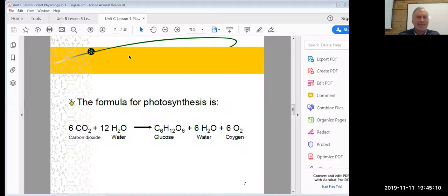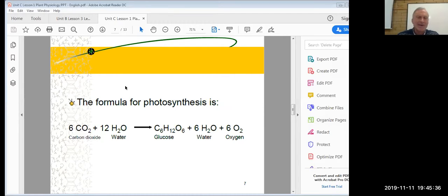All right, Steve, photosynthesis. There's a chemical formula for photosynthesis, but I'll try and make it simple. Basically, you start out with carbon dioxide and water, and with the energy from the sun, those two are combined and you get glucose, which is a sugar, and water and oxygen. So with photosynthesis, the plant is taking in carbon dioxide and giving off oxygen.